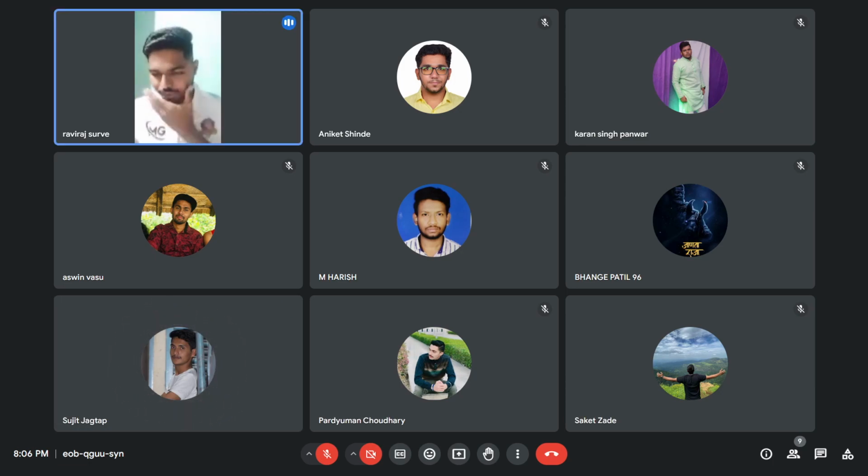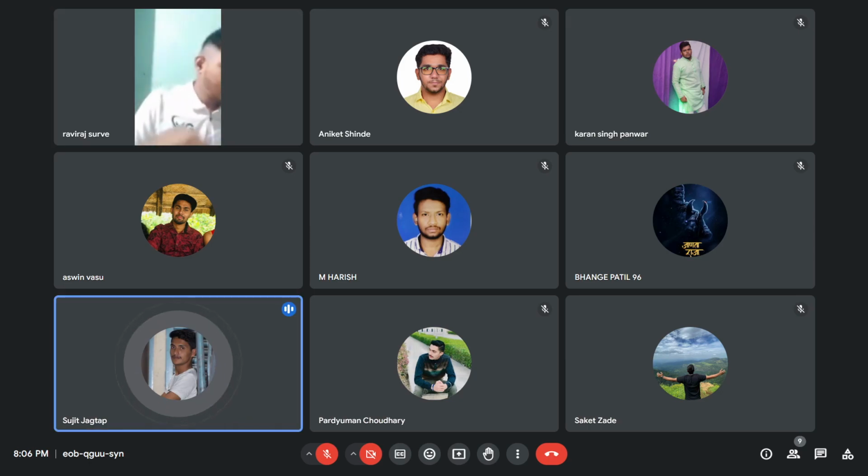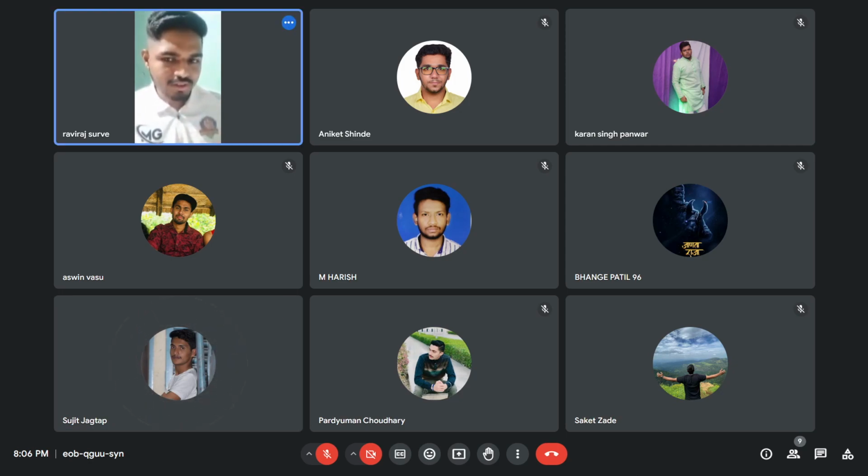Okay, so Sujit, tell me the applications of compressors on board ship. Basically, compressed air is used for starting the main engine. It is also used for starting the generator. It is also used for cleaning purposes and also in firefighting. Firefighting. Yes.